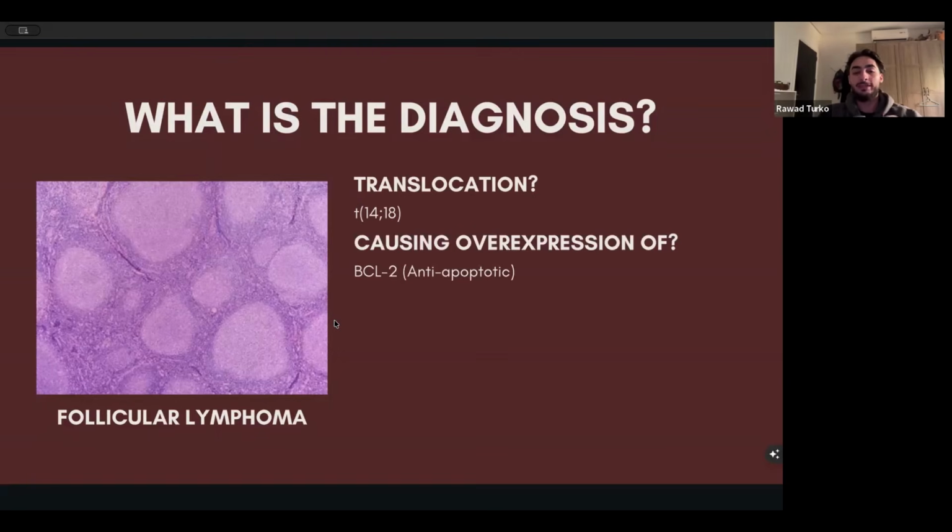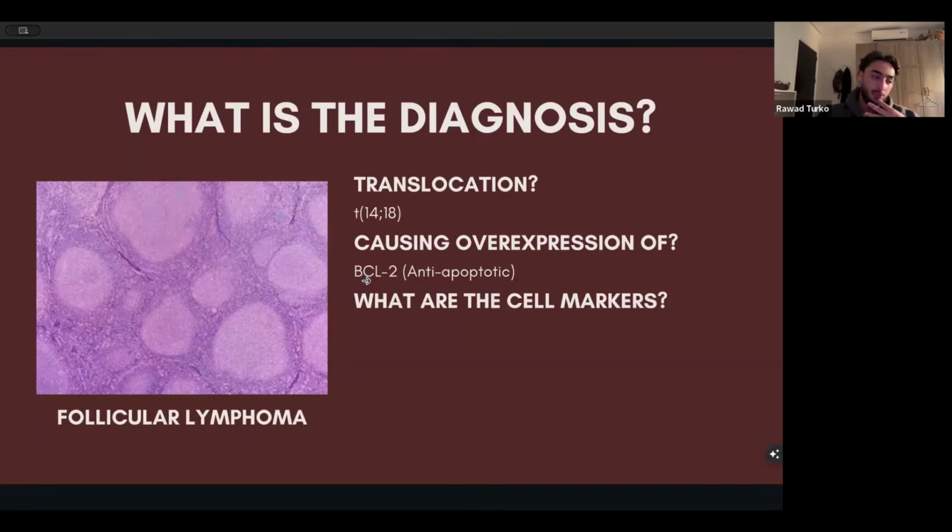BCL2 is basically something that's going to maintain the structure and the membrane of the mitochondria in order to prevent secretion of cytochrome C. Cytochrome C, you guys should know, is a pro-apoptotic signal that tells the cell when to die. So if you have overexpression of BCL2, that means a lot of these cells that are in the germinal center, again, these are germinal center cells, are not going to die. They're going to be anti-apoptotic. Okay. So because these cells, you'll see that they're germinal center cells.